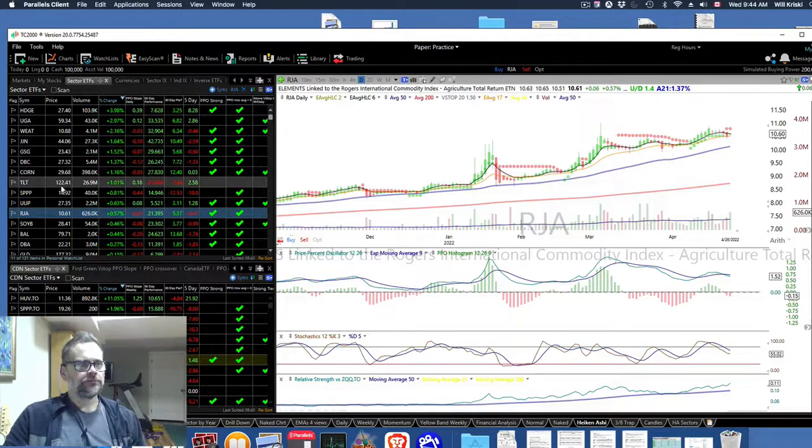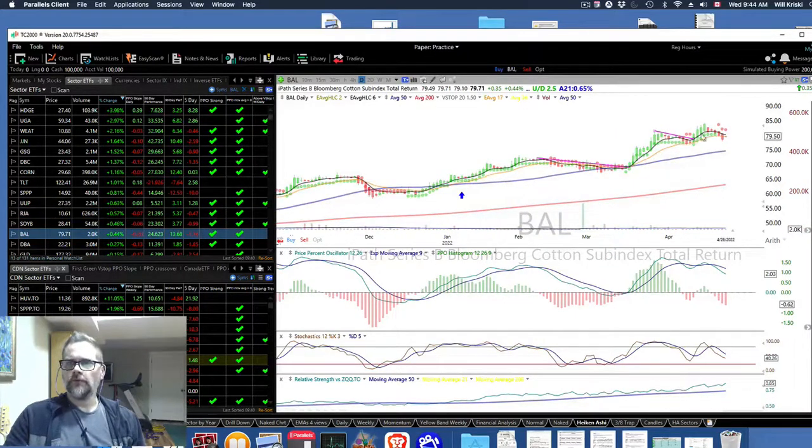So you have commodity ETFs, there's cotton. See how they've pulled back, but if they start to go up again, either at the 50 or you start seeing an upward trend, you've got your low spot there and then you start to go up.